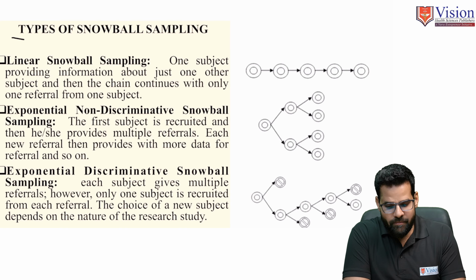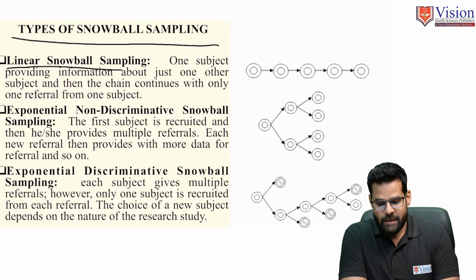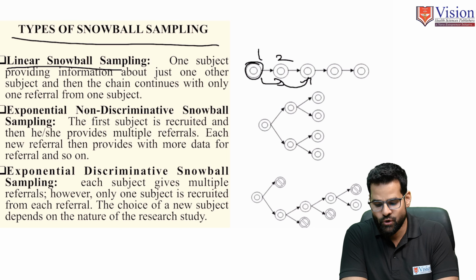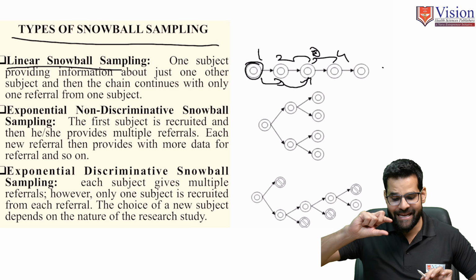There are 3 basic types of snowball sampling. One is linear snowball sampling. One subject will give you the reference of another subject, then that person will give another reference. So 1, then 2 will give a reference of 3, the third person will give a reference of 4, and so on. It goes in a line, so that's why it is linear snowball sampling.